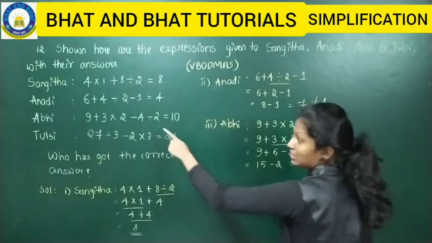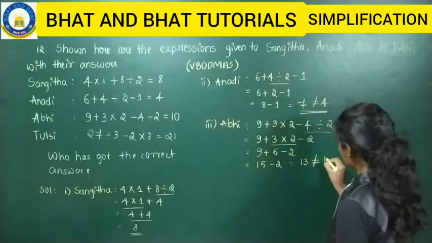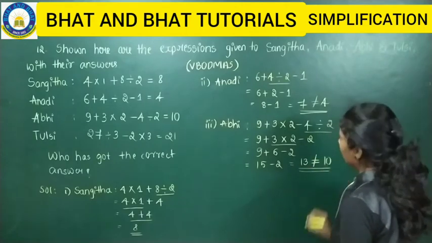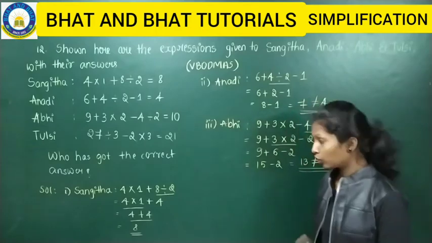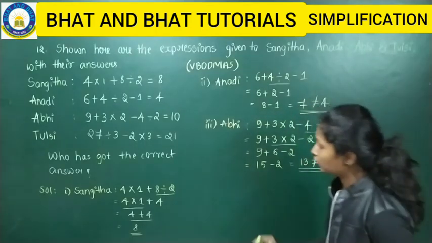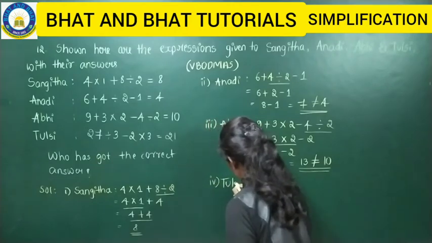But what is the answer that Abhi has got? It is 10. So since 13 is not equal to 10, whatever answer Abhi has got is also the wrong answer. The last but not the least, we'll move on to the last person, that is Tulasi.